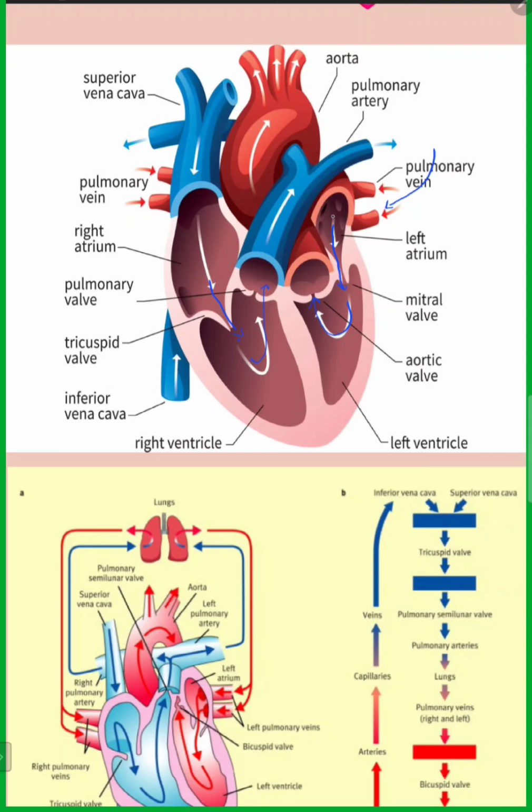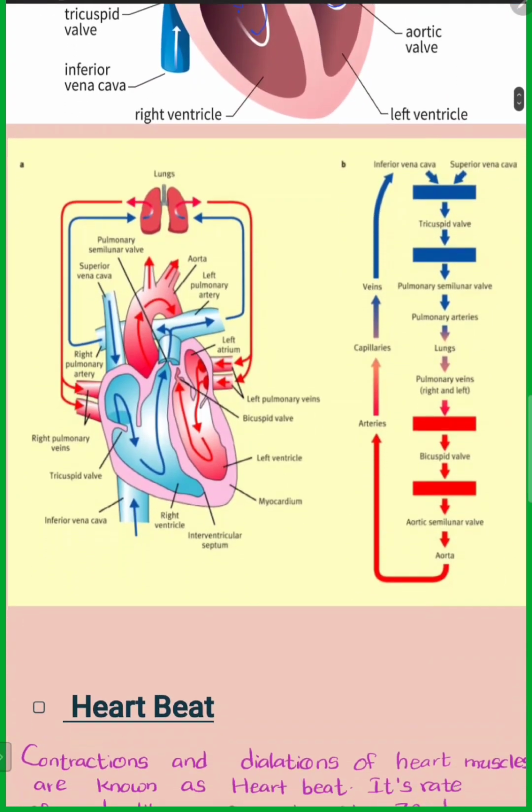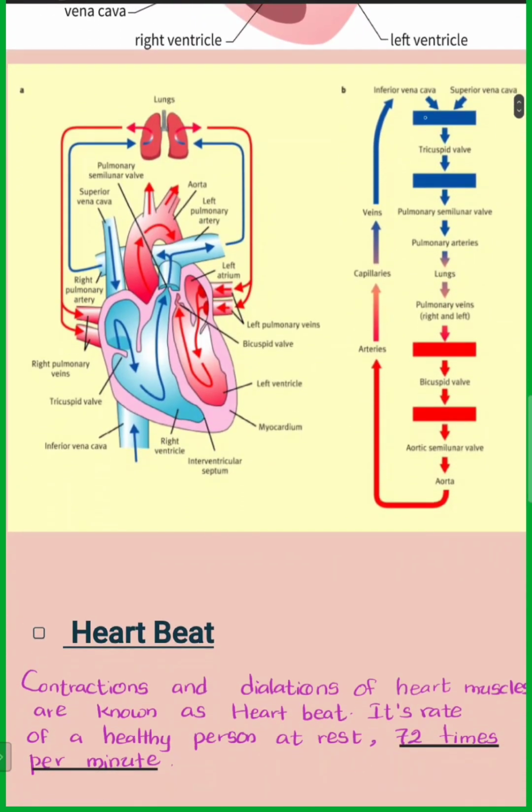Your right-hand side of the heart contains oxygenated blood. Your left-hand side contains deoxygenated blood. In the second figure, you can observe how the blood is transferred throughout the body.